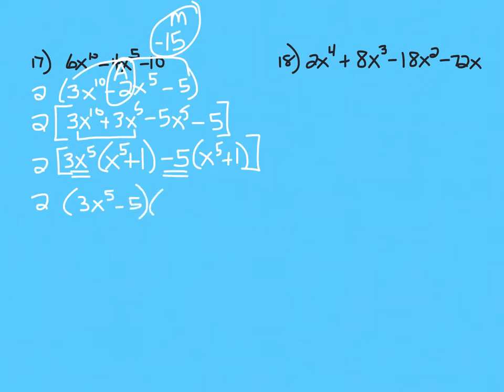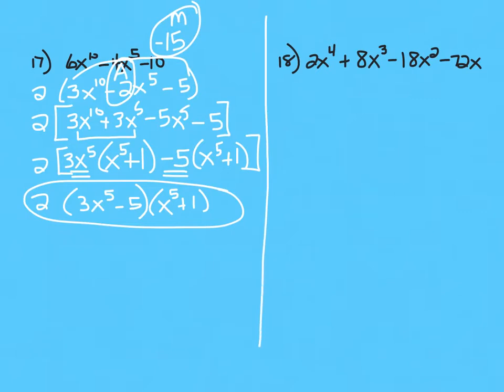And we can rewrite our common binomial of x to the 5th plus 1. So there's our answer for number 17. All right, number 18. I know when I went around in class, a lot of people didn't realize that there was a GCF, but look at all 4 of these terms. You can pull a 2 out of every term, and you can pull an x out of every term. So I'm going to pull out a 2x.